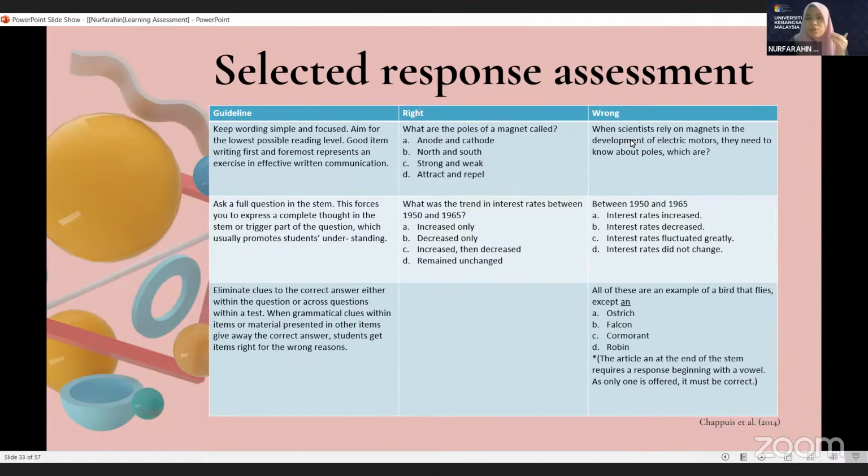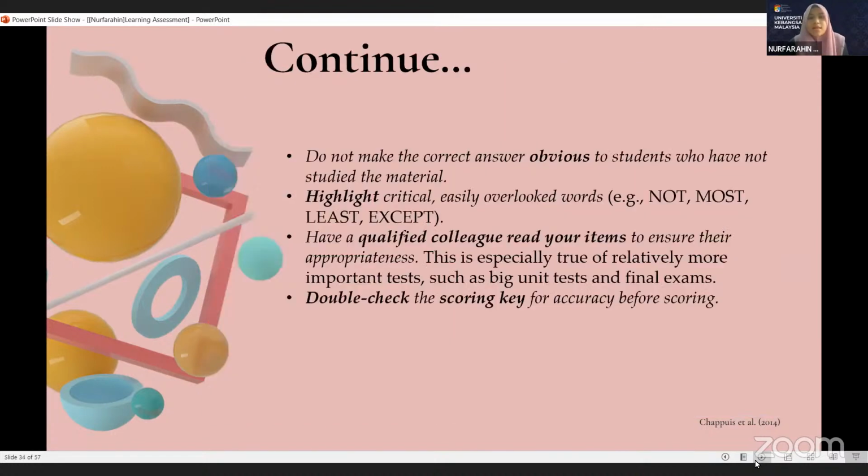However, the not so good example is when the teachers design an open-ended question. Okay, because that's not going to be specific in answering what are the poles of a magnet. Okay, so these are several other guides that you can use to design questions. But do not make the correct answer obvious to students who have not studied the material.